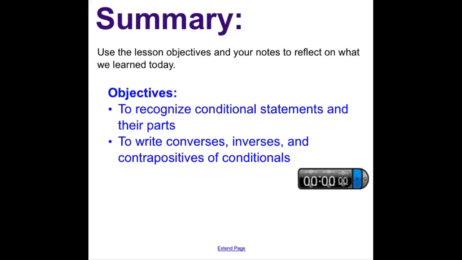All right, way to make it through the notes. That was lesson 2.2 of geometry. Remember, our objectives were to recognize conditional statements and their parts. So you're recognizing the hypothesis and the conclusion, to write converses, inverses, and contrapositives.